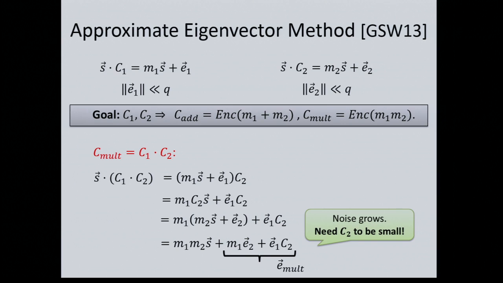So it seems like it could work if we had an approximate eigenvector encryption scheme. Then we should be able to get at least some sort of homomorphism. And now let's see how to actually construct a scheme like that. Oh, and I should say that you can also do the opposite operation.